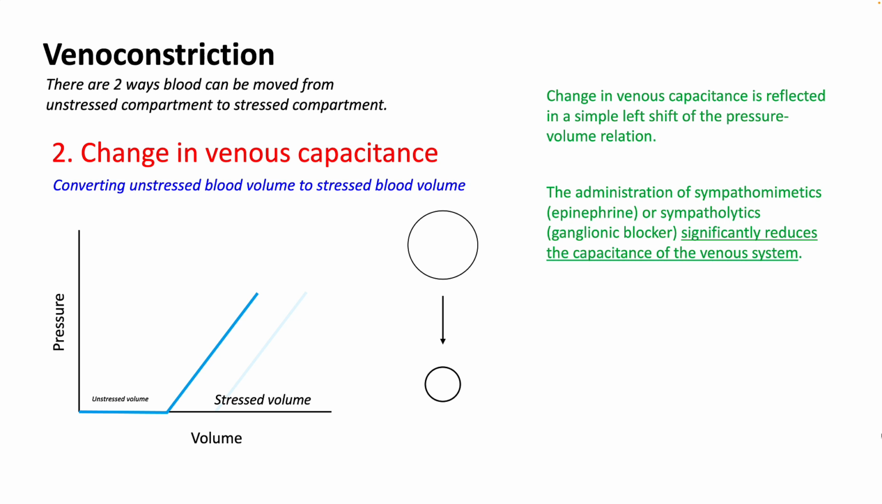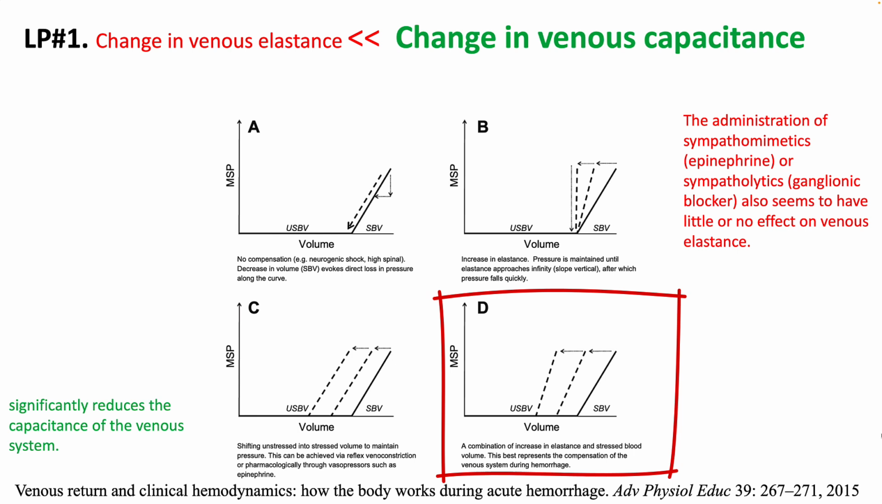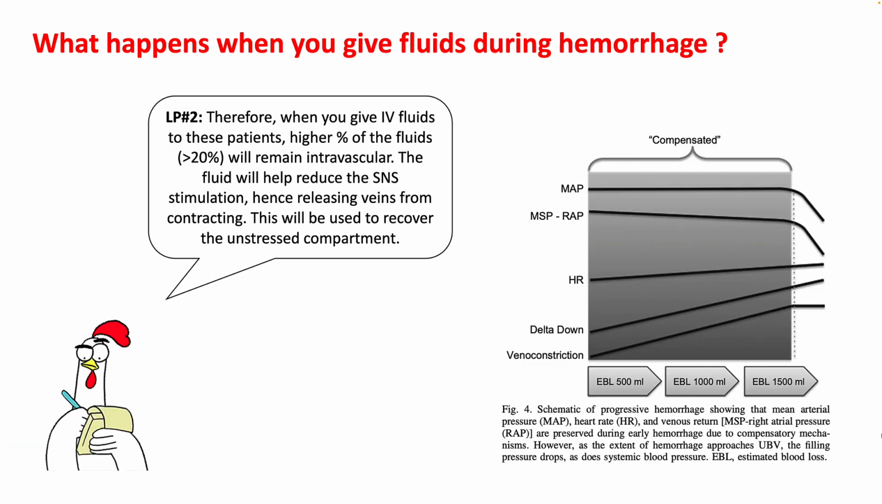And we have observed that administration of sympathomimetics like epinephrine or sympatholytics will significantly change the capacitance of the venous system. So in venoconstriction, change in venous capacitance gives rise to transfer of more blood from unstressed to stressed compartment than changes in venous elastance. So when you give fluid in your hemorrhagic patient, a higher amount of the fluid that you give will remain intravascular. And this happens because as you give them fluids, it's going to reduce the sympathetic nervous system stimulation, therefore releasing these veins from contraction, so diverting some blood back from your stressed to unstressed compartment.